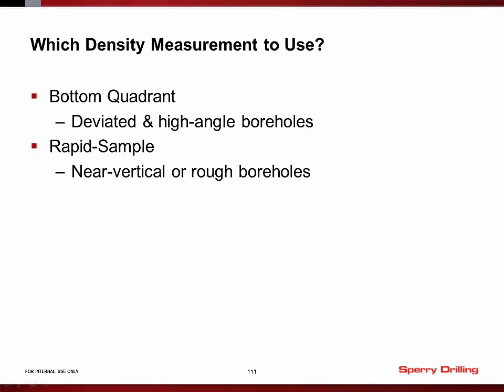cases. But even in those cases, you can sometimes have problems where you have a very large borehole that's near vertical and the tool simply doesn't touch the sides, in which case you're going to be struggling to get any kind of reasonable measurement at all. But for most applications, as I say, deviated wells, the bottom quadrant is preferred. For near vertical wells, then the rapid sample measurement is preferred.